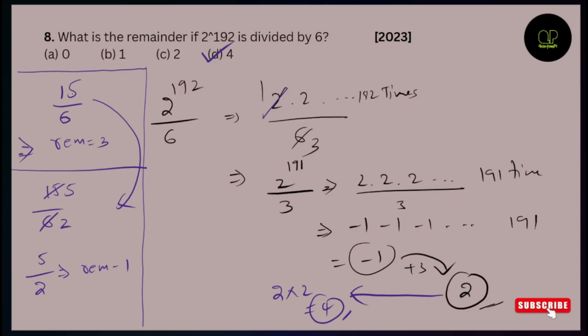But is it the same? No, because we have cancelled the factors, right? 3 and 3. So again you have to multiply by 3. So remainder is 1 into 3. So your final remainder is 3. So that is what I did over here. Because I have cancelled 2 and 2 in the beginning, I have to multiply back at the end. So your answer is option D, which is 4.